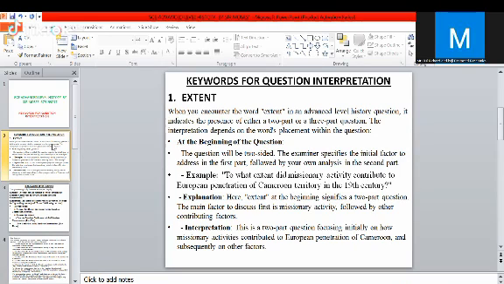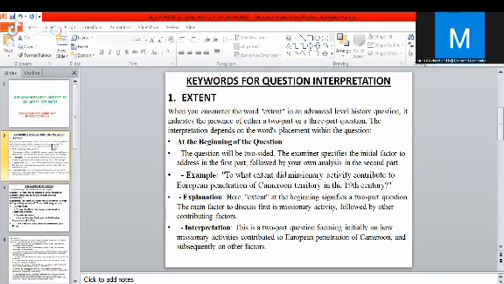Now, when the word "extent" is at the beginning of the question, the question will be two-sided. Therefore, the examiner specifies the initial factor to address in the first part, followed by your own analysis in the second part. Example: to what extent did missionary activity contribute to European penetration of Cameroon territory in the 19th century? This is June 2009.